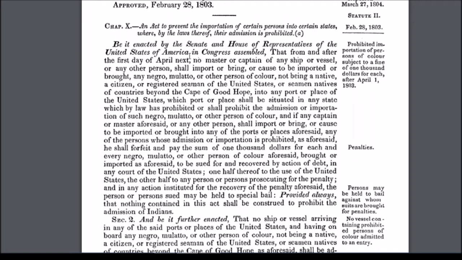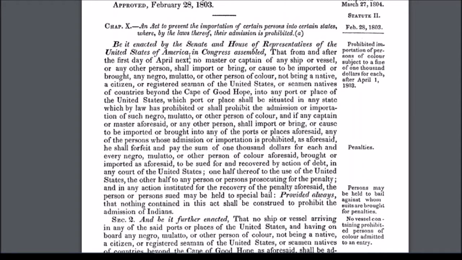Next Slave Trade Act I want to read to you is the one from 1803, which was approved February 28th, 1803. And it's called an act to prevent the importation of certain persons into certain states where, by the laws thereof, their admission is prohibited.